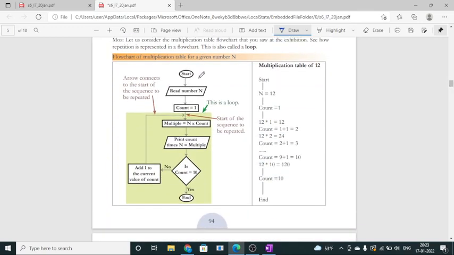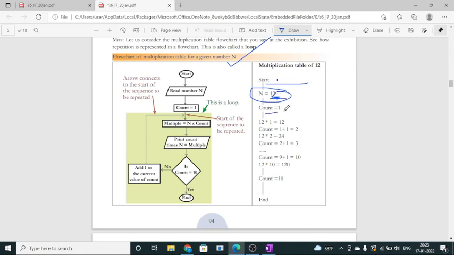And the third question here: print the multiplication table of number n. So here we start. We have taken the n value, and we have taken a variable, 12. Then what will we do? We'll use a loop here. Do you understand what a loop is? Print the multiplication table of a given number n. We take any number n. We have taken n as 12.